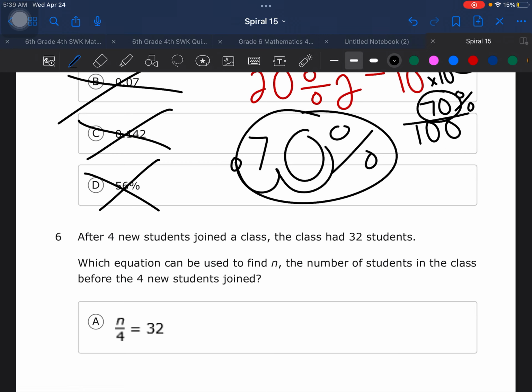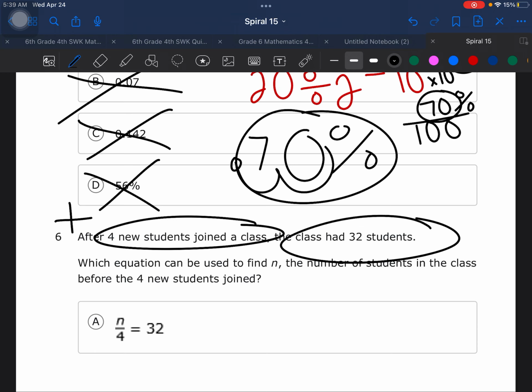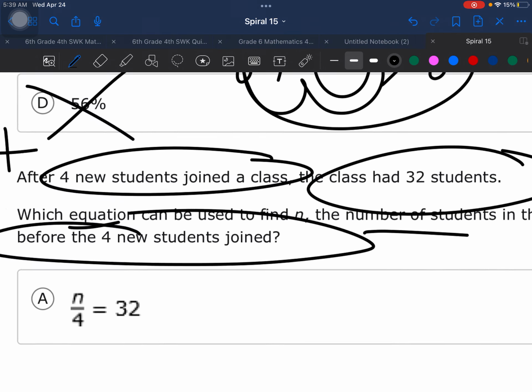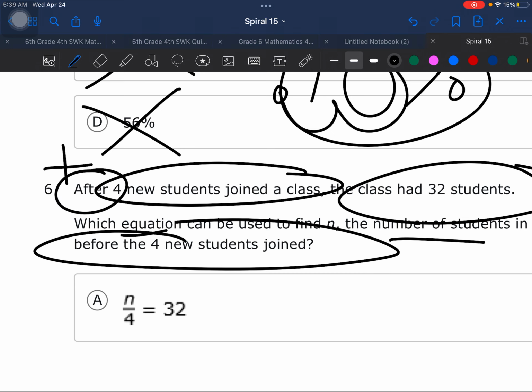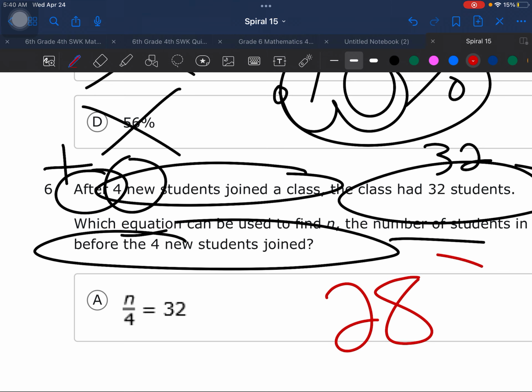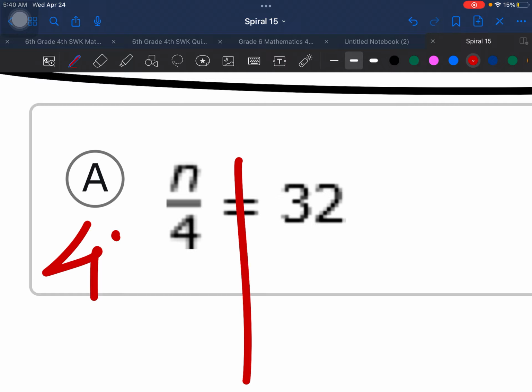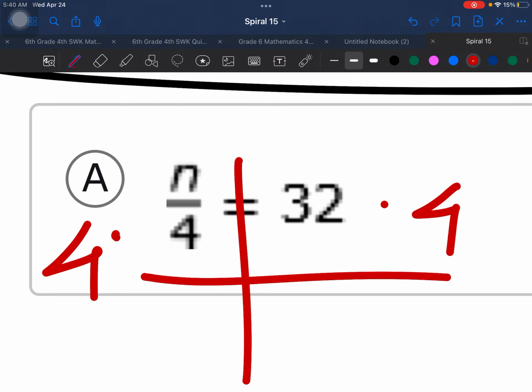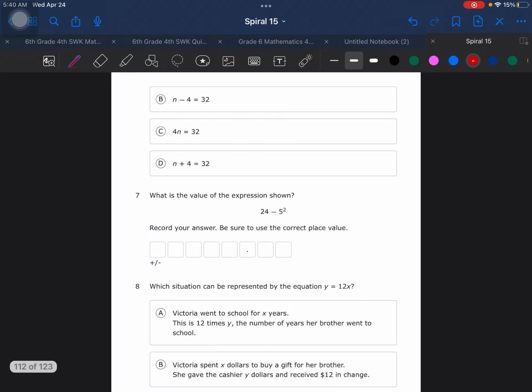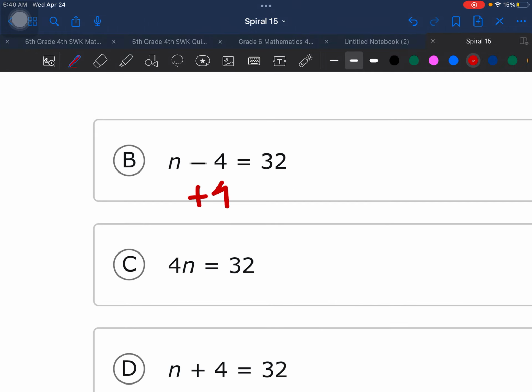Number 6. After 4 new students joined a class, that would be adding, the class had 32 students. Which equation can be used to find n, the number of students there were before the new students joined? So before, after 4 students joined, they had 32. Before they joined, they had 28. So all we have to do is check which one would give us 28. Times 4, I'm pretty sure this won't give me 28. Plus 4, that would be 36.